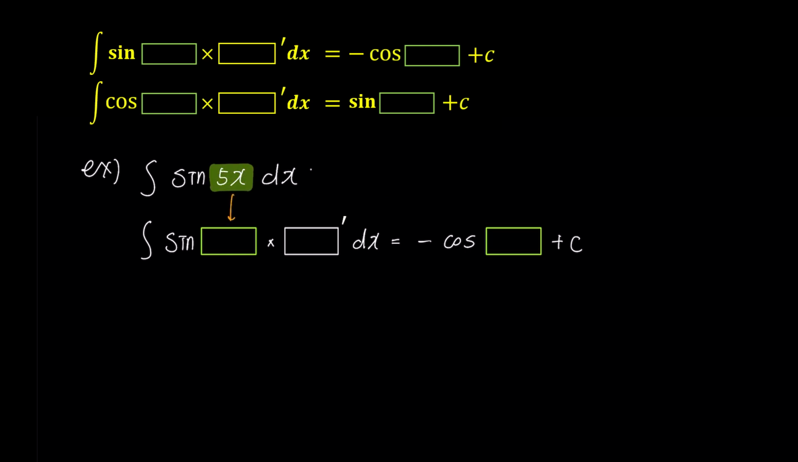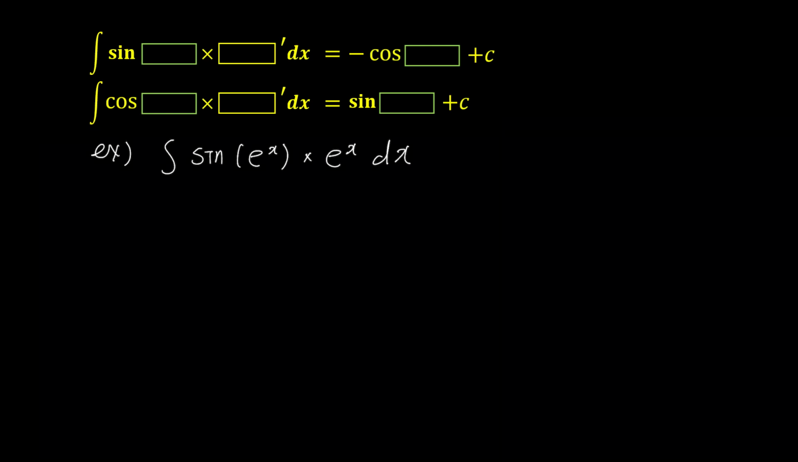We can see that we need to put 5x in the green box. And for the box prime behind it, we need 5, which is the derivative of 5x. So let's put 5 in the box prime. Just like on the left, we need to multiply by 1 over 5, so let's make some room. We can multiply by 1 over 5 and put 5x in the green box to get the answer.